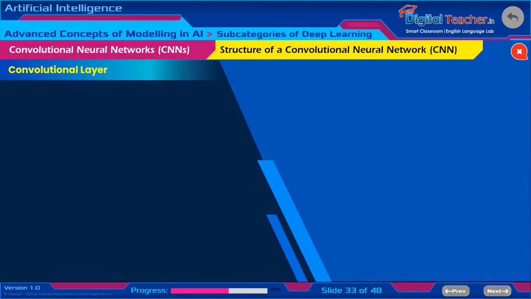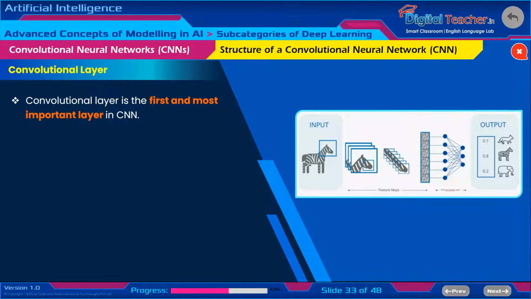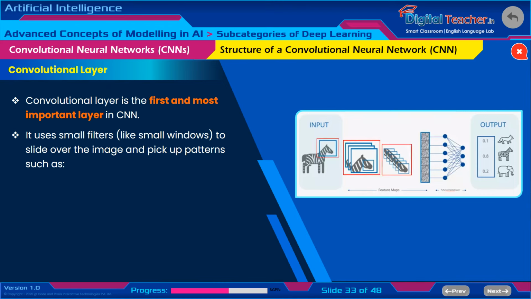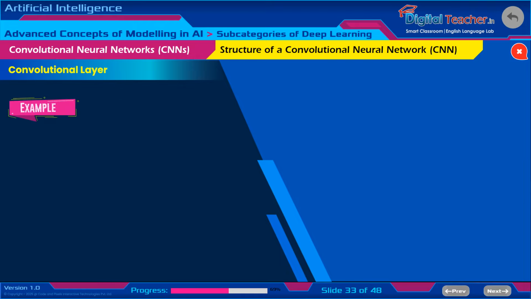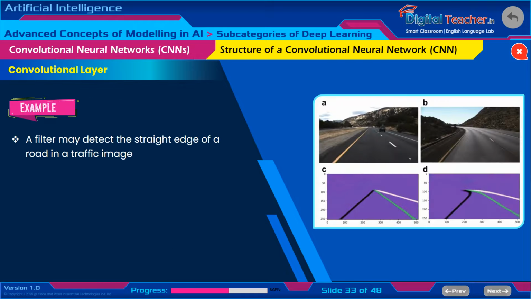Convolutional layer. Convolutional layer is the first and most important layer in a convolutional neural network. It uses small filters to slide over the image and pick up patterns such as edges, lines, textures. The output is called a feature map or activation map. Example: a filter may detect the straight edge of a road in a traffic image.